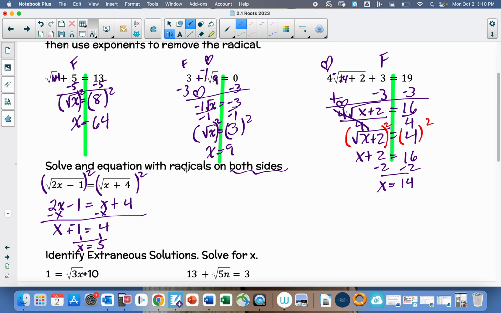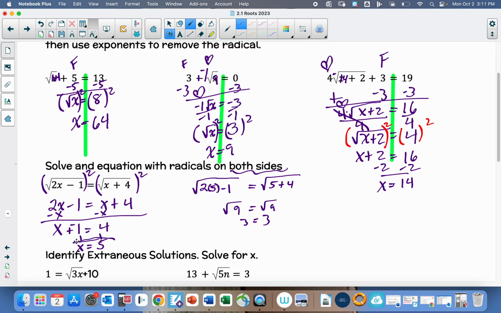Now, always important to check your answers, so let me put in under the radical: the square root of 2 times 5 minus 1 equal to the square root of 5 plus 4. Well, is the square root of 9 equal to the square root of 9? Yes.